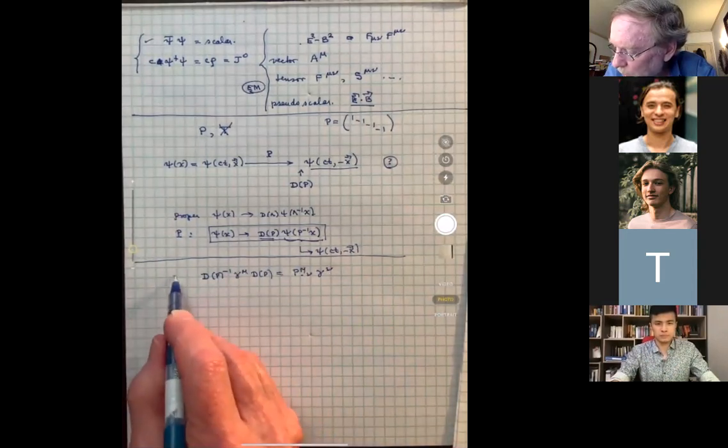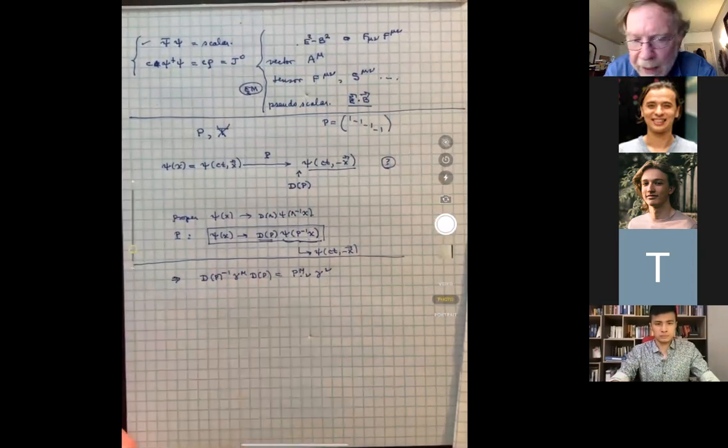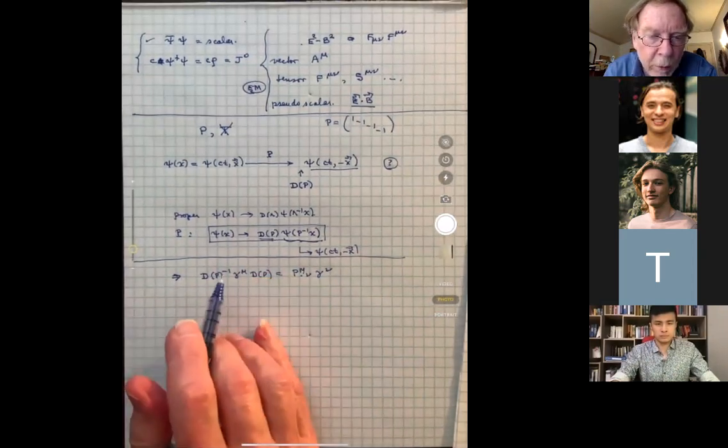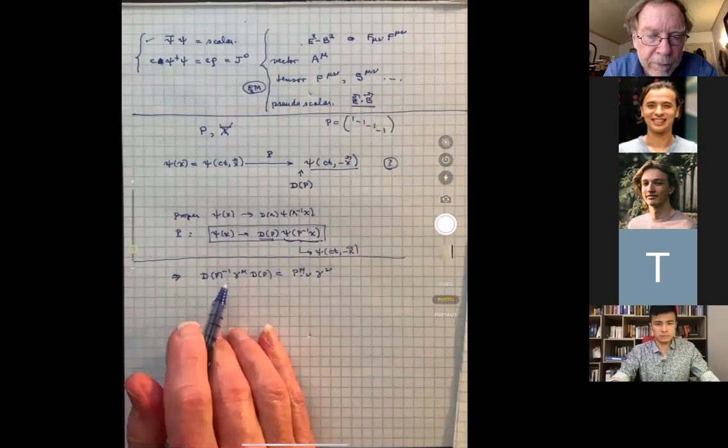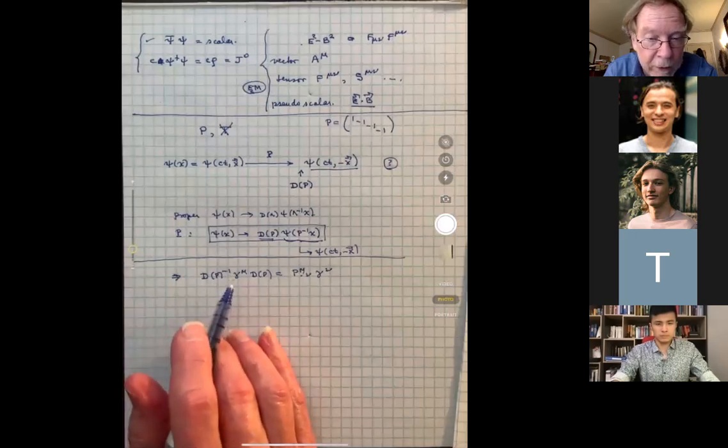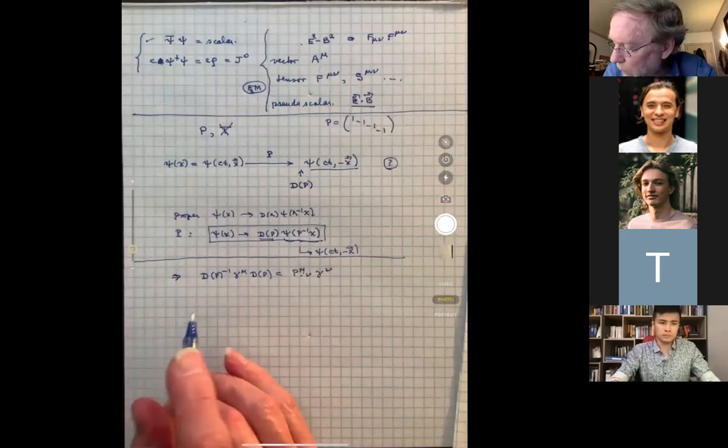So this is a condition which is necessary. As I say, it's in effect a way of saying that the free particle Dirac equation, when subjected to parity, has the same form as it had before, the original form.